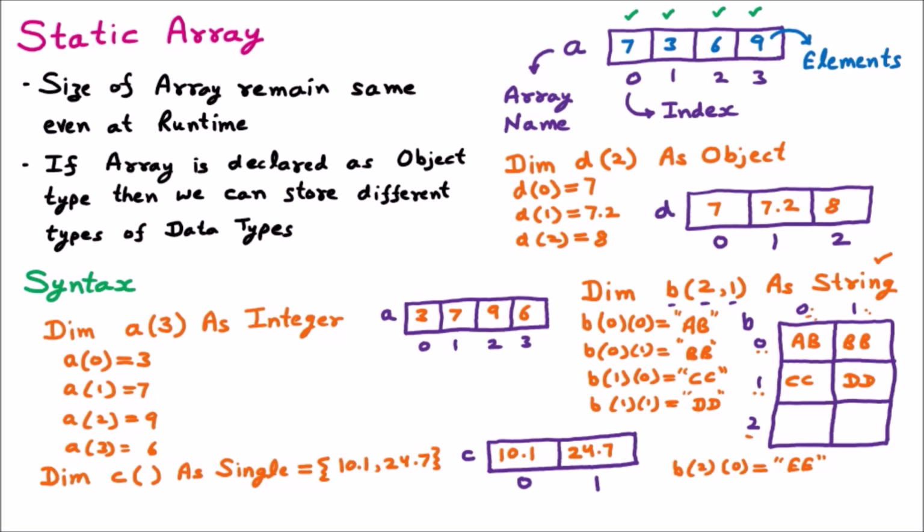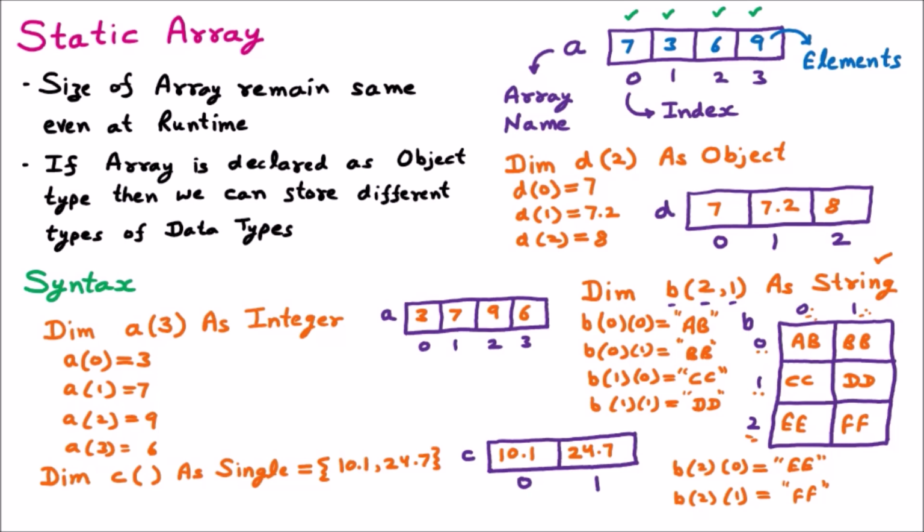B20 EE, so EE will come here. B21 equal to FF, so this 2 and this 1, so that means this place FF will come here. This is how we can initialize and declare the static array.